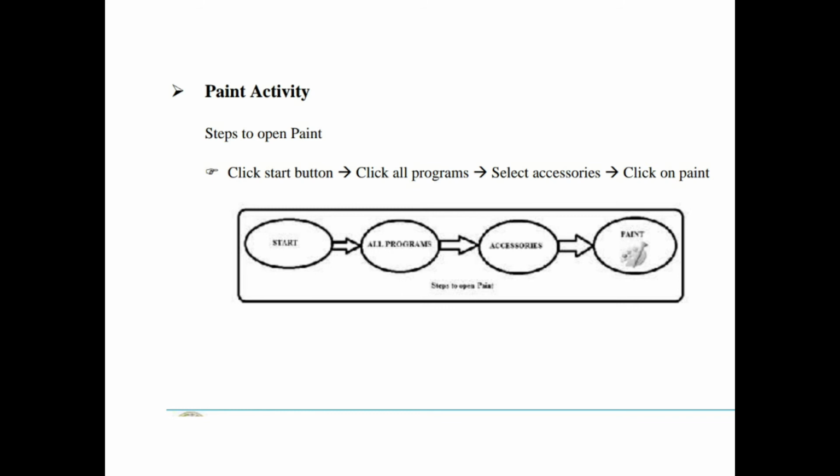First step, click on the start button, and then the start menu will appear. Second step, click on the programs option on the start menu, and then the programs submenu will appear. In that submenu, select the accessories option, and then the accessories submenu will appear. In that accessories submenu, click on the paint option, then the paint program will be opened. So in this way you can open the paint program.